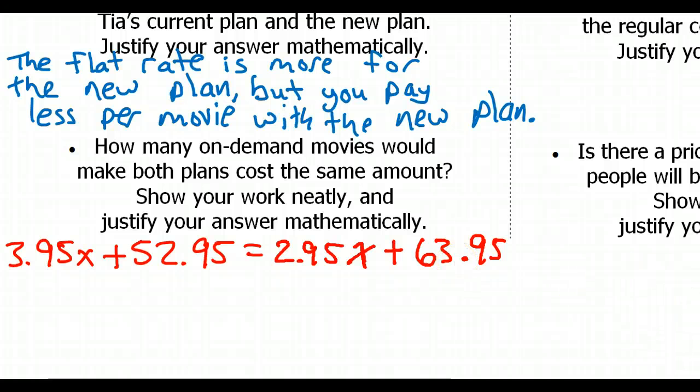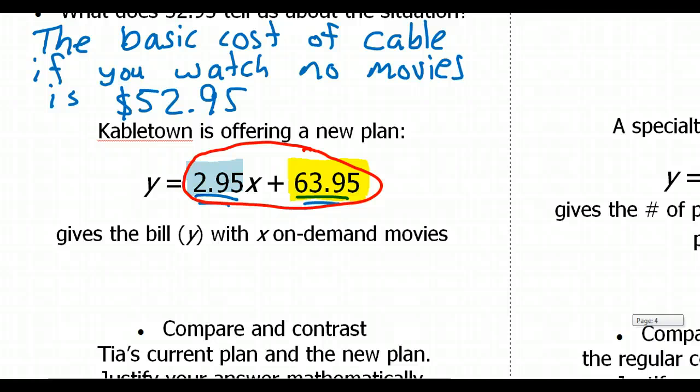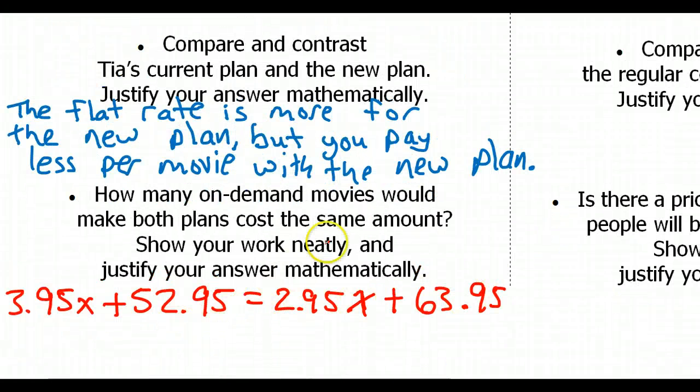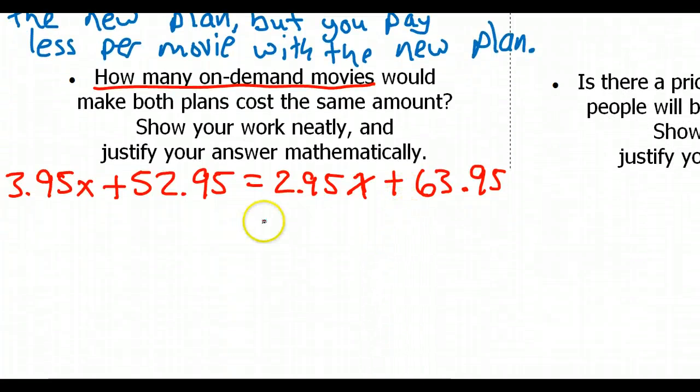Okay. If I solve this equation for x, please remember in both equations, x is the number of on-demand movies. X is on-demand movies. So if I solve this for x, this will tell me how many on-demand movies it would take to make both plans cost the same. That's why I'm setting them equal to each other. So let's start solving this.